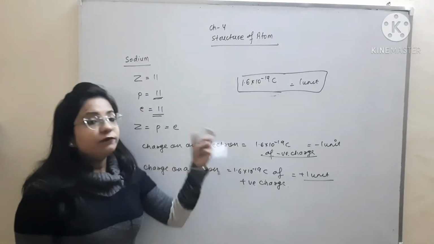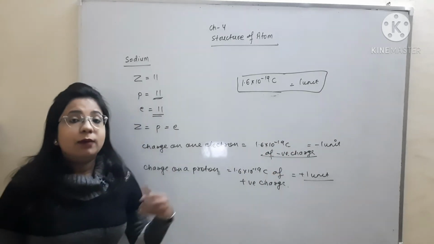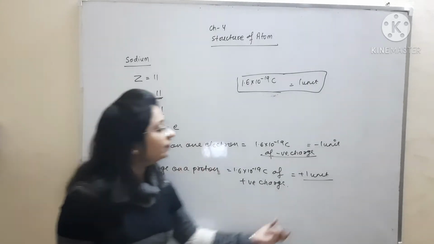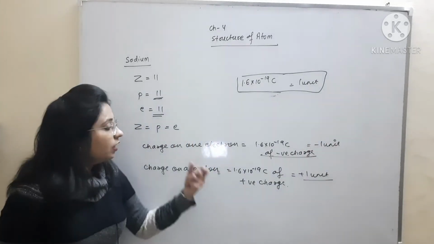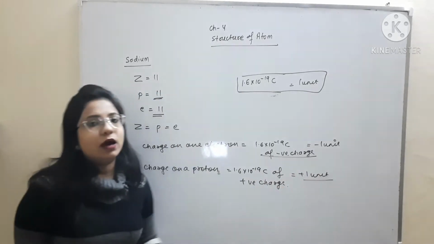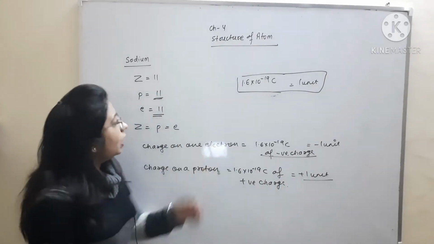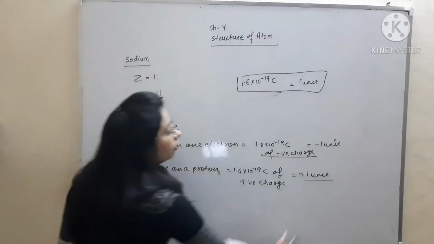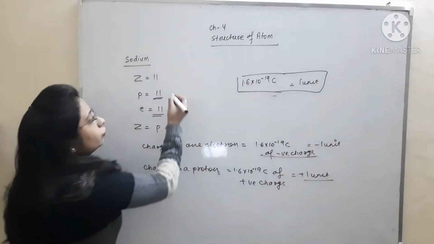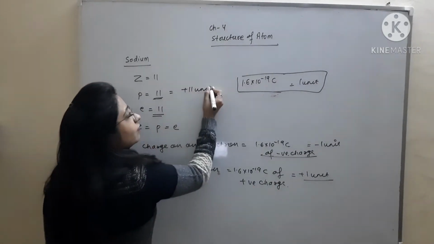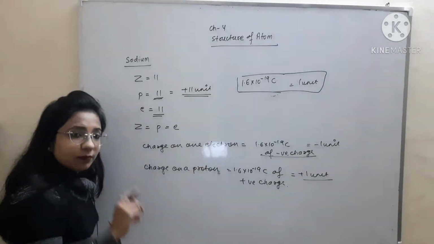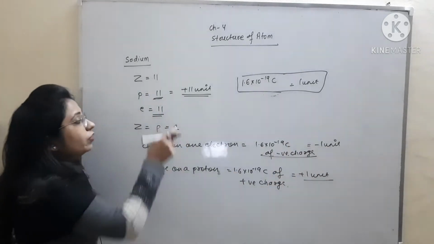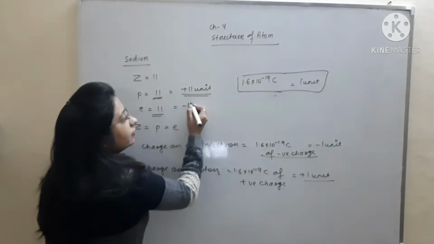So instead of taking 1.6 into 10 to the power minus 19 coulombs every time, I can say that an electron has minus 1 unit of charge and a proton has plus 1 unit of charge. Now, in sodium there are 11 protons, and one proton carries plus 1 unit charge, so 11 protons will carry plus 11 units of charge. Similarly, if one electron carries minus 1 unit charge, 11 electrons will carry minus 11 units of negative charge.